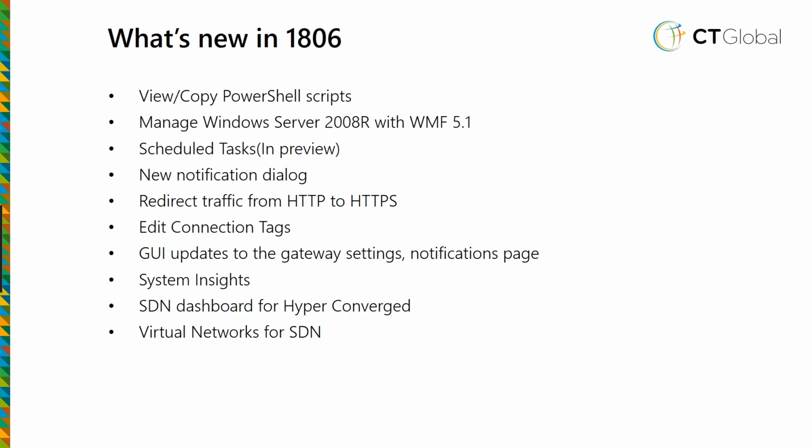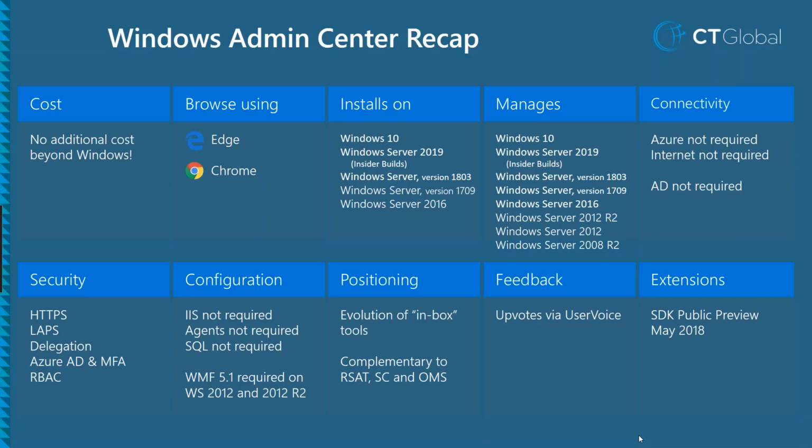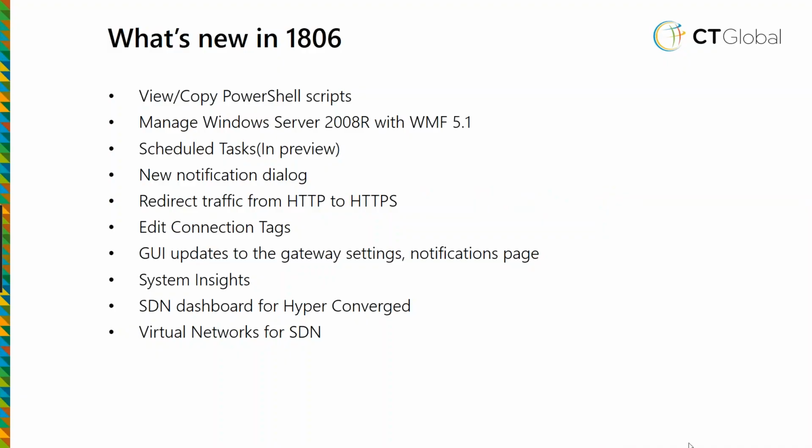You also have the option now to redirect traffic from HTTP to HTTPS. Before you had to use the HTTPS address to be able to access the Windows Admin Center. Now you can just type in the address of the server or the IP address, and it will redirect to HTTPS. This is something you can enable.